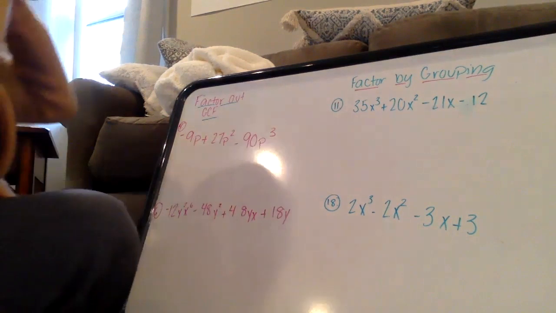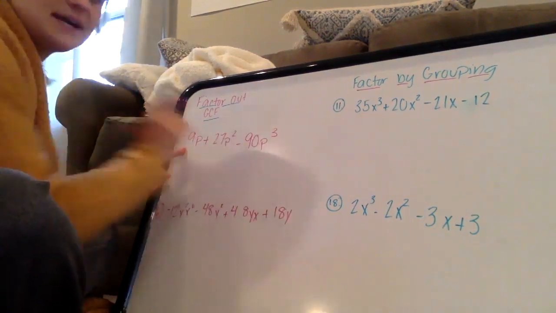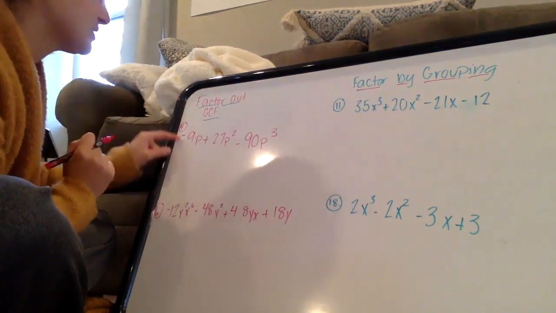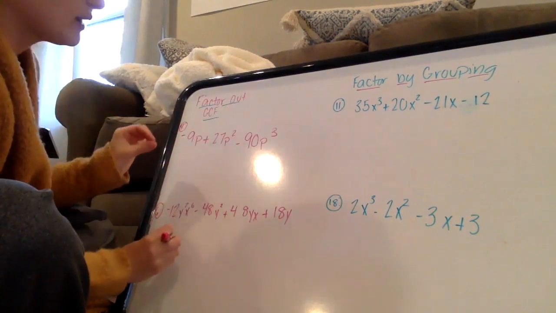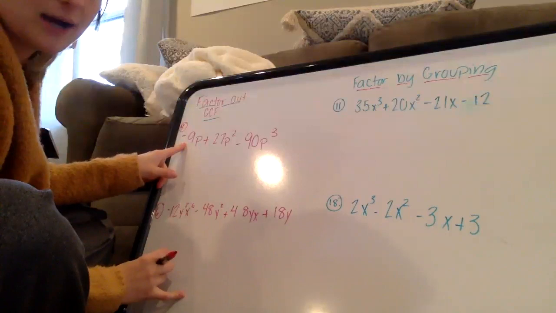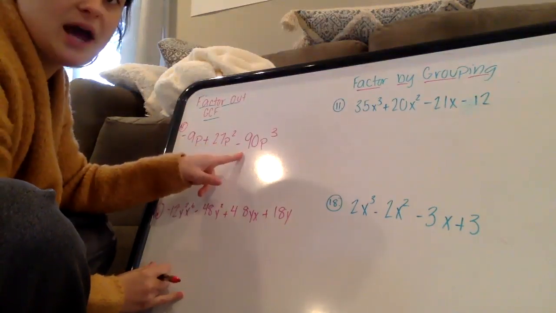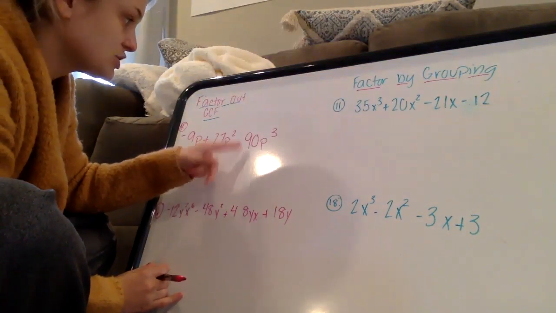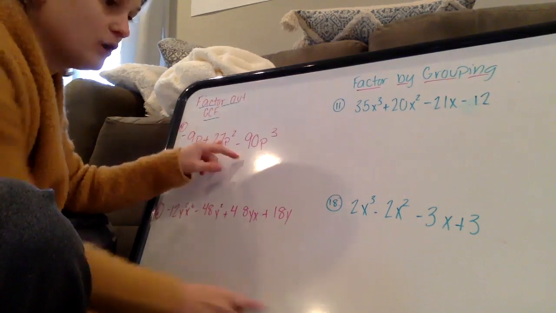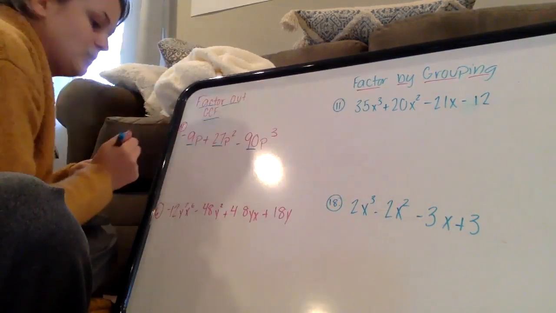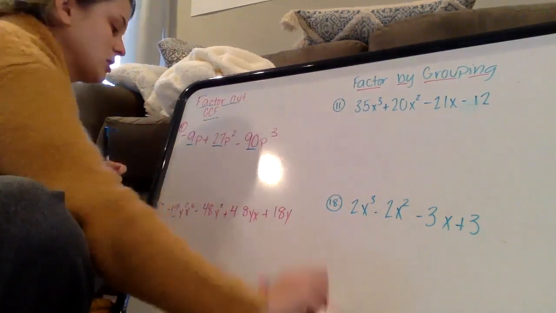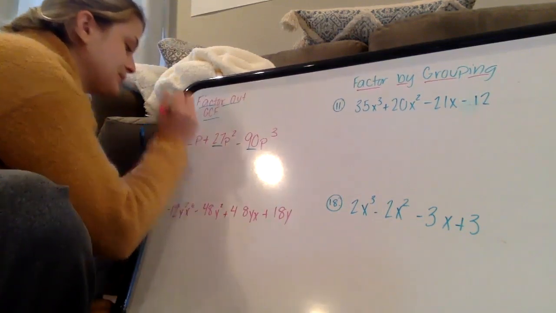And what you want to do is take out for greatest common factors, take out the biggest number. So what number, the biggest number that can go into 9, -9, 27, and -90. So the biggest number that goes into all three of those numbers, so all three of the big numbers, would be -9. So take -9 out.